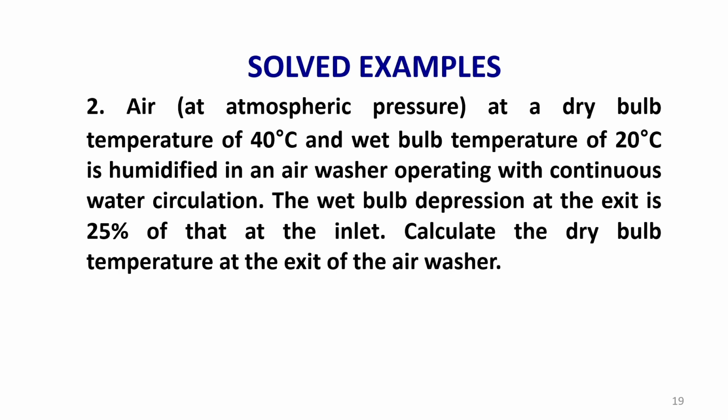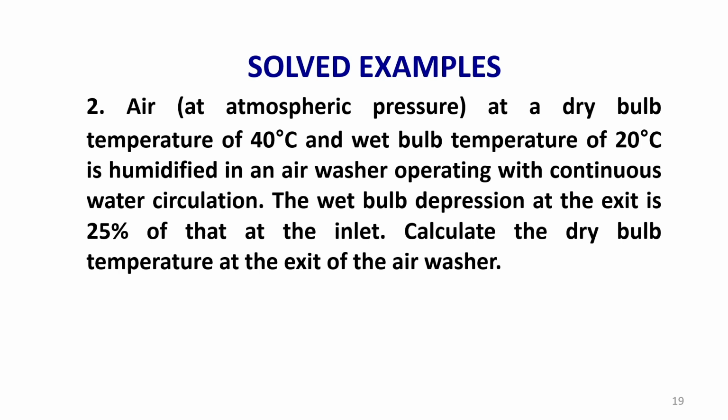Here, at atmospheric pressure, at a dry bulb temperature of 40 and a wet bulb temperature of 20, so DBT and WBT are given, it is humidified in an air washer operating with continuous water circulation. The wet bulb depression at the exit is 25% of that at the inlet. Let me recollect what is meant by wet bulb depression. It is the difference between dry bulb temperature and wet bulb temperature. If dry bulb and wet bulb temperature are equal, then wet bulb depression is equal to 0. Calculate the dry bulb temperature at the exit of the air washer.